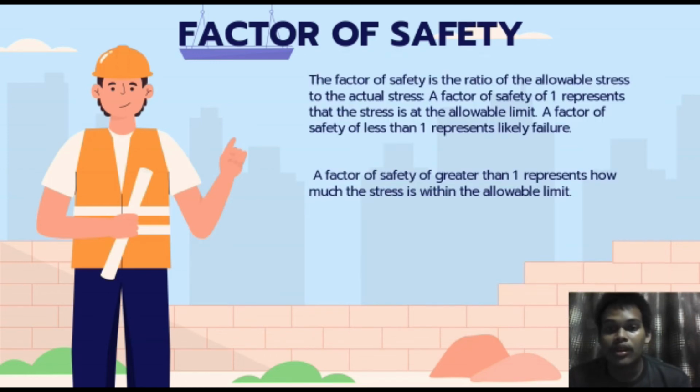The factor of safety is the ratio of the allowable stress to the actual stress. A factor of safety of 1 represents that the stress is at the allowable limit. A factor of safety of less than 1 represents likely failure. A factor of safety greater than 1 represents how much the stress is within the allowable limit.